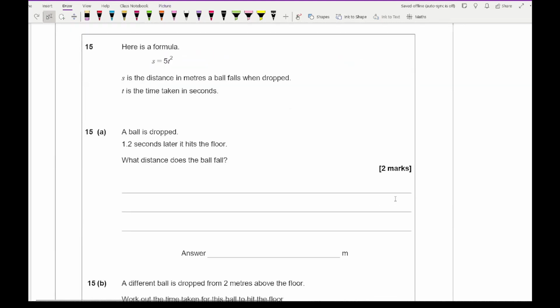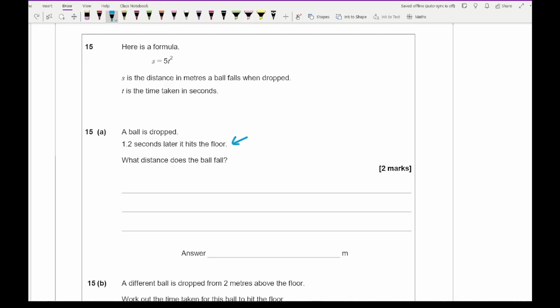Then moving on to question 15, it says here is a formula, and it says S is the distance in meters a ball falls when dropped, and T is the time taken in seconds. A ball is dropped 1.2 seconds later, the ball hits a floor. What distance does the ball fall?